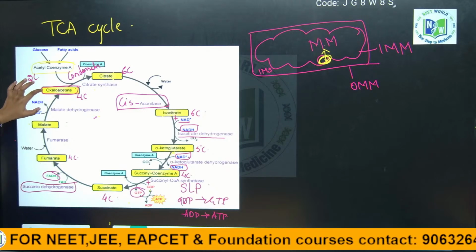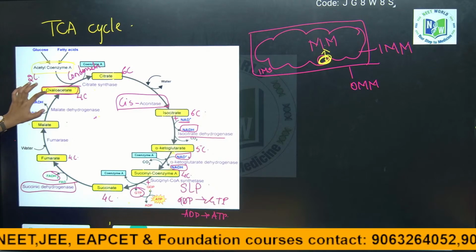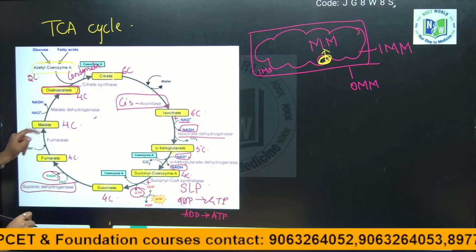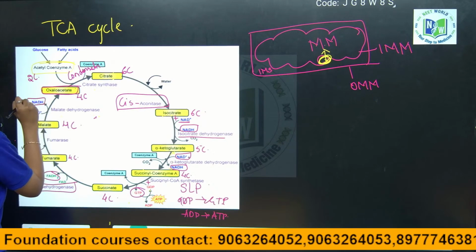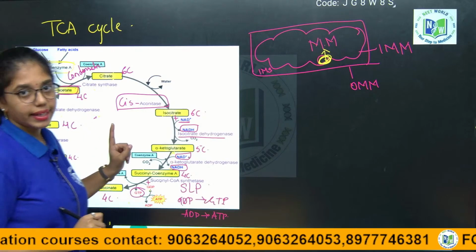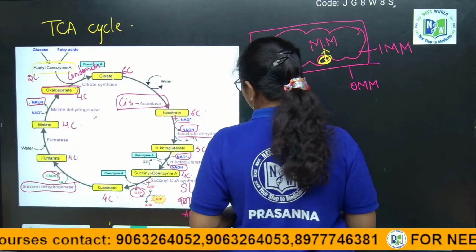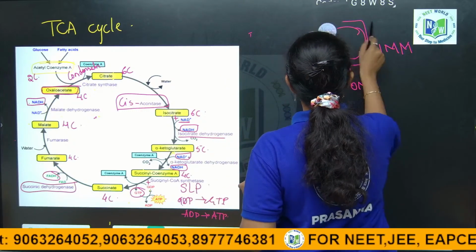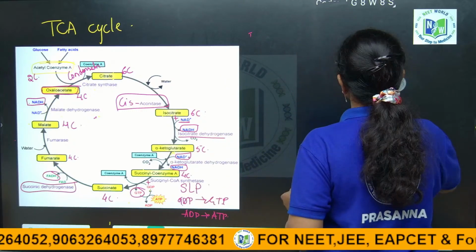Malate forms oxaloacetate, which is 4 carbon, by the enzyme malate dehydrogenase, and this step is also releasing 1 NADH. So, this is all about the TCA cycle. In this, what do we have to remember the most?